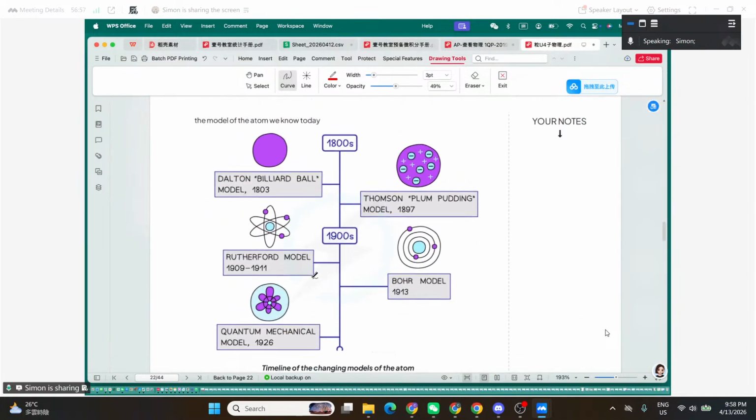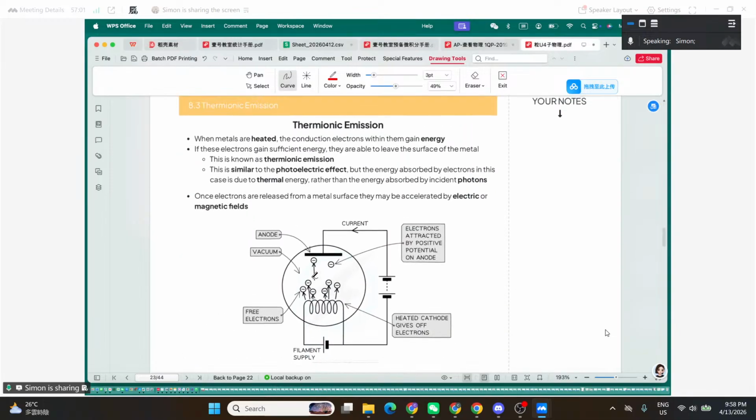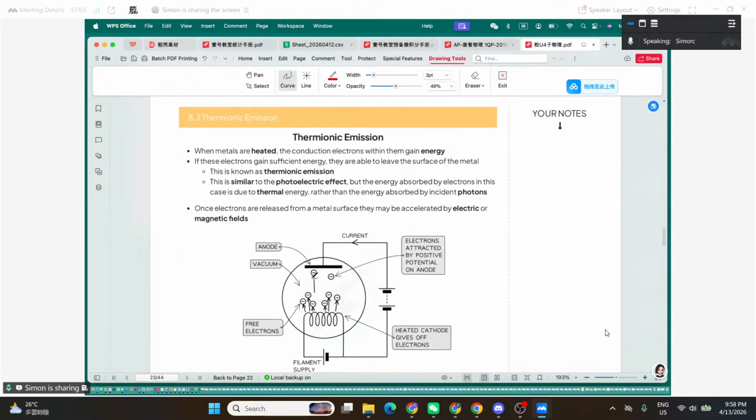Here is the history, and look at this one. This one is a new phenomenon: thermionic emission. If we increase the temperature of a metal, when the metal is heated, we know the conduction electrons within will gain energy.